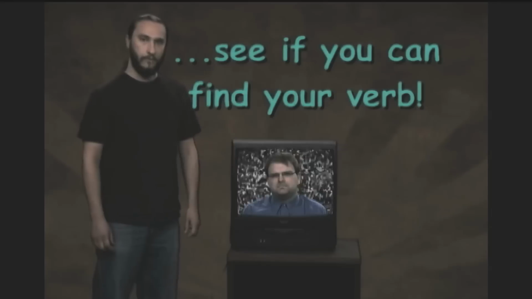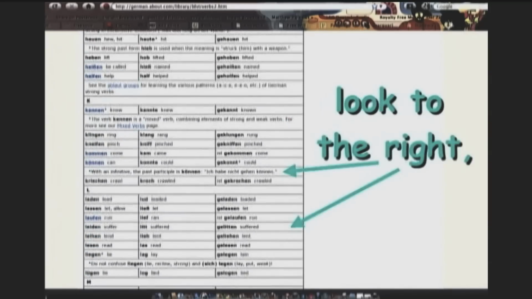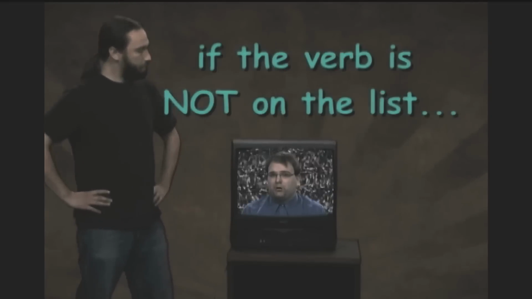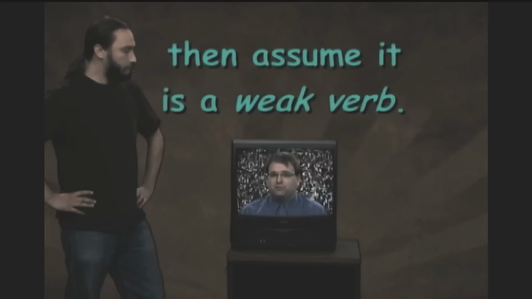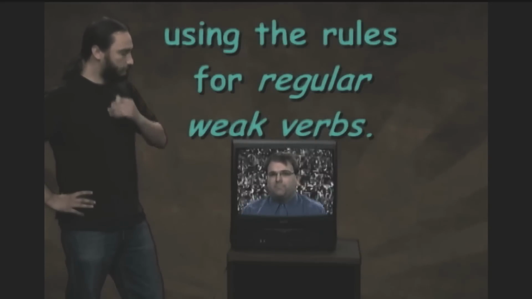That's right. And when you have your strong verb list, see if you can find your verb. Once you've found it, look to the right and find the participle. But if the verb is not on the list, then assume it is a weak verb. Form weak verbs using the rules for regular weak verbs.